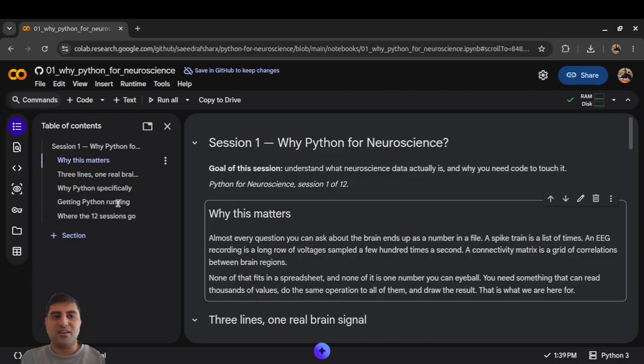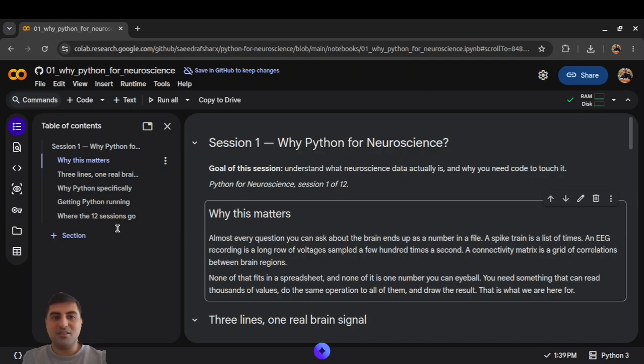What neuroscience data actually is. Here is what nobody quite tells you as an undergraduate. Almost every question you can ask about the brain ends up as numbers in a file. Record from single neurons and you get spike times, a list of moments when a cell fired. Record EEG, or electroencephalography, and you get voltage. 64 channels of it, sampled maybe 500 times a second. For as long as your participant can sit still, of course.